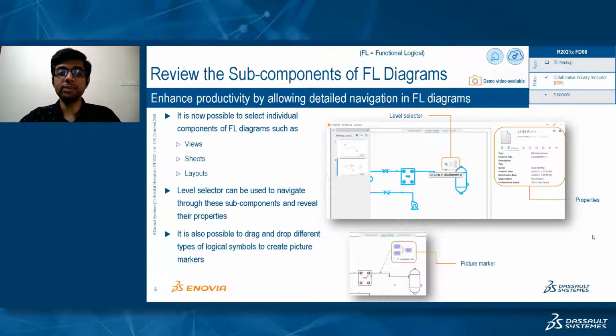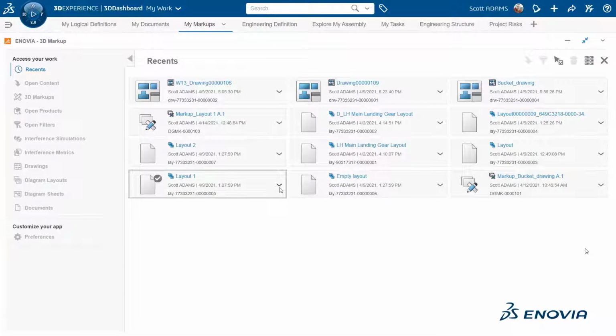You can select these individual items using the level selector. It will allow you to navigate through the rules, and on the right hand side, you can see the properties or information of these items, let it be views or sheets or layouts. Then it is also possible to drag and drop different types of symbols, which are the logical symbols, and it will allow you to create the picture markers inside the 3D markup app. So let's see a quick video about this.